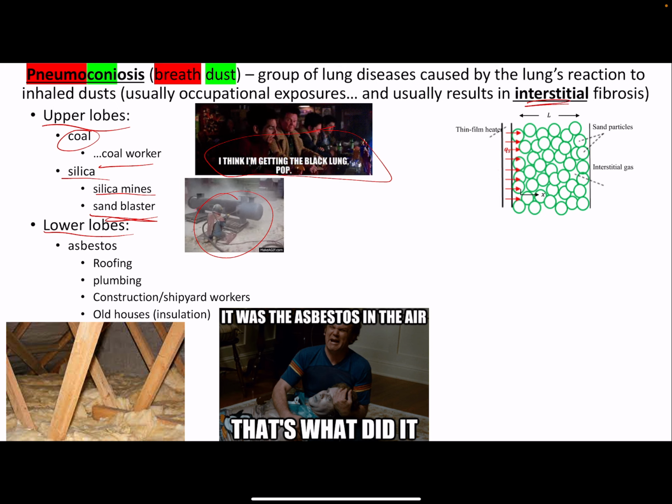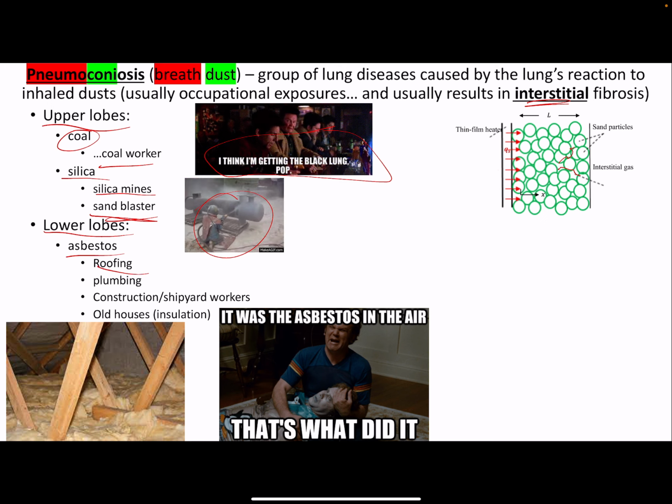By the way, interstitial really just means between things. So interstitial comes up a lot. Here we mean between lung tissue. So it's not in the alveoli, it's in between the alveoli. Sorry, that's a side note. Back to this. So for the lower lobes, we have asbestos.